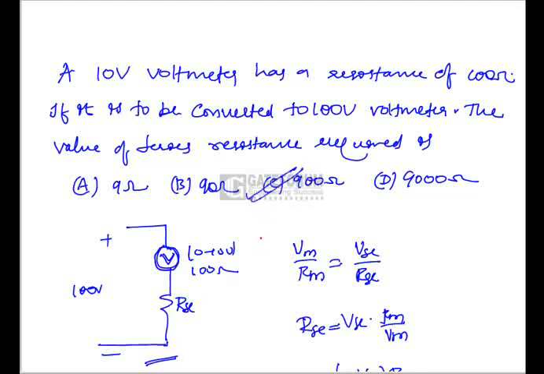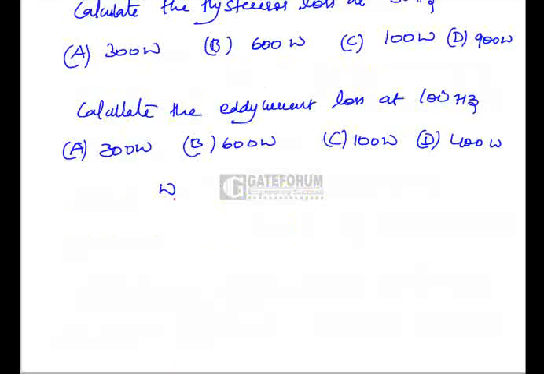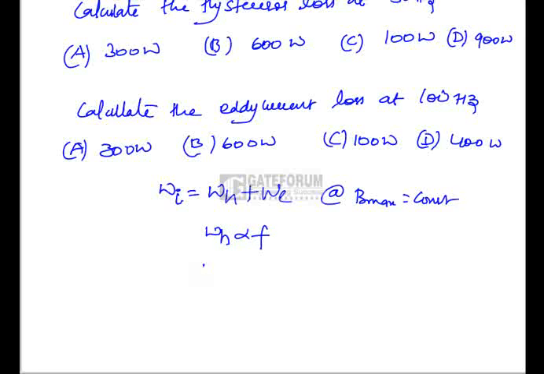So option C. The no load loss of a transformer at 50 Hz is given as 400 watts, keeping flux density constant. No load loss is nothing but the iron losses in a transformer, which is the sum of hysteresis loss plus eddy current loss. When Bmax is constant, hysteresis loss is directly proportional to F, whereas eddy current loss is directly proportional to F square. This is a common data question. We have to find hysteresis loss at 50 hertz, and eddy current loss at 100 hertz.